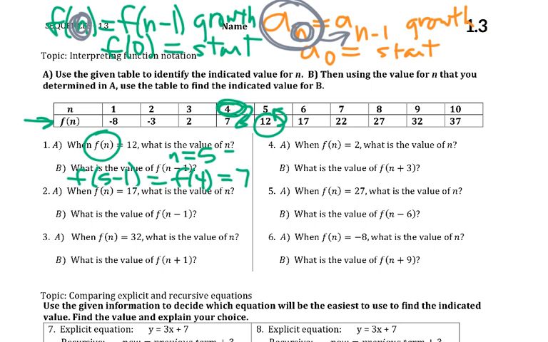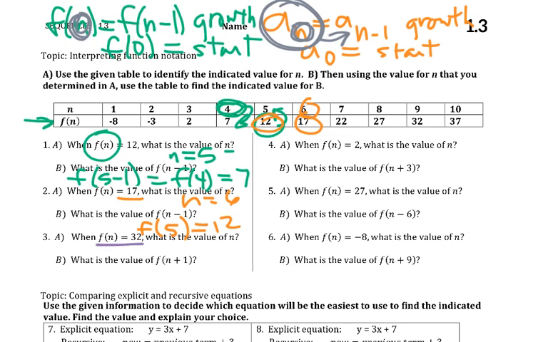Okay, number 2, f of n equals 17. Well, 17 is right here when n equals 6. So what is f of n minus 1? Well, f of n minus 1 would be f of 5, because 6 minus 1 is 5, which we know to be 12. Okay, again, notice 5 is the input, the output is 12. The input goes in here, the output is what it's equal to.